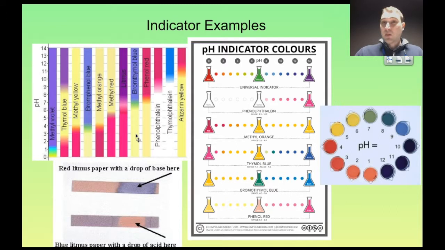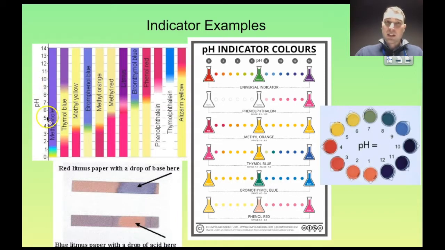So on this page, we've got a wide variety of indicators, and we can see that for some of these indicators, the pH that they change at, there can be a bit of a range over which they change. Look at bromothymol blue, for example. In acidic conditions, it's yellow. In basic conditions, it's blue. So when it's about neutral, it's around a green colour, which is halfway between the yellow and the blue.